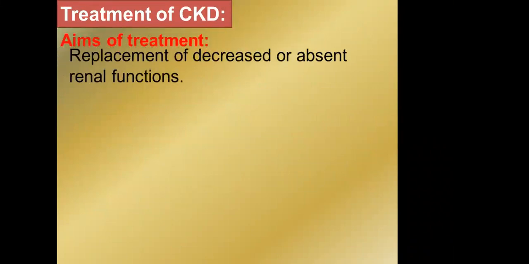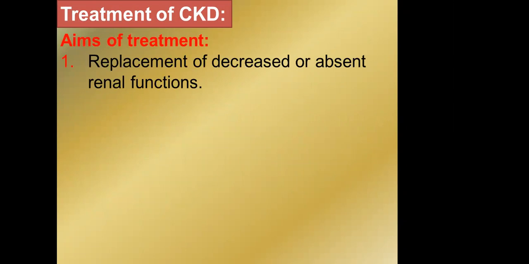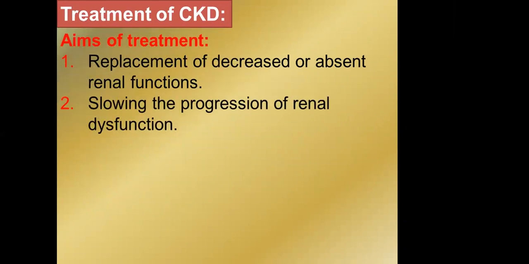Now, after discussion of renal osteodystrophy, which is a very important sequela of chronic kidney disease, how do we treat chronic kidney disease in general? Aims of the treatment: replacement of the decreased or absent renal function. What is decreased or absent from the renal function? We try to replace it. And slowing the progression of the renal dysfunction. Try to prolong the period of good renal function as much as possible.